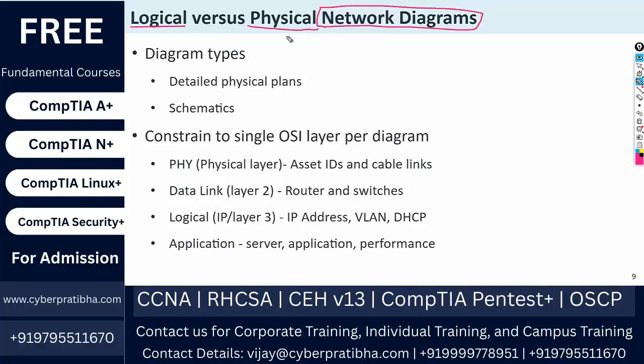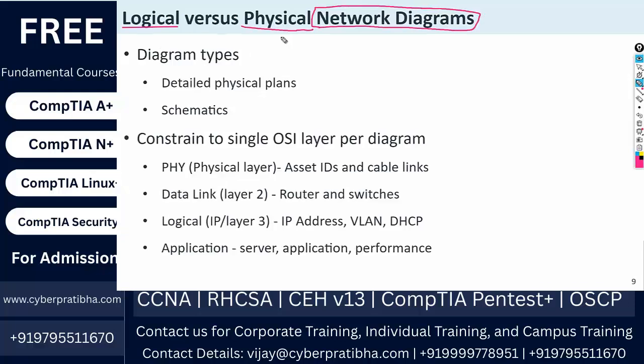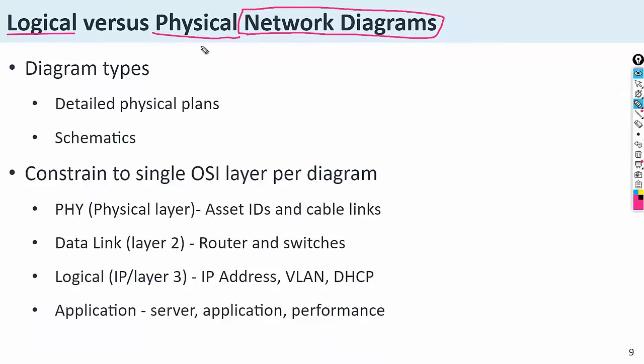You have created the physical network diagram, but a physical diagram is not enough, because you will have to do the logical diagram also. Inside the logical diagram you will identify where your DHCP server, your VLAN, and the router and switches are, and all the things. So you will have to consider the OSI model on every layer.